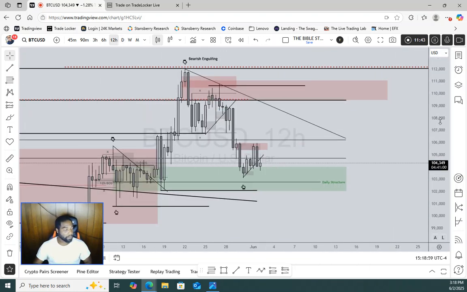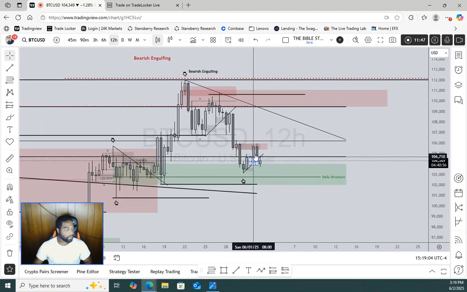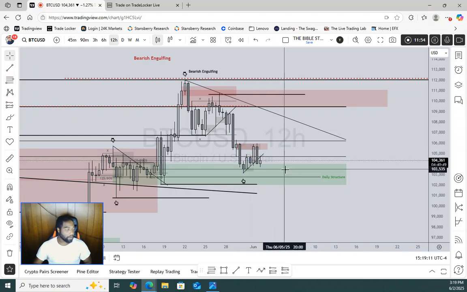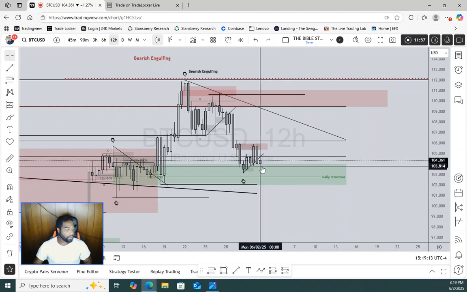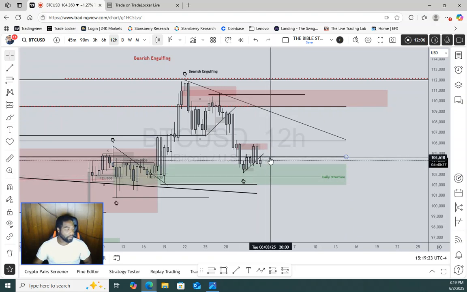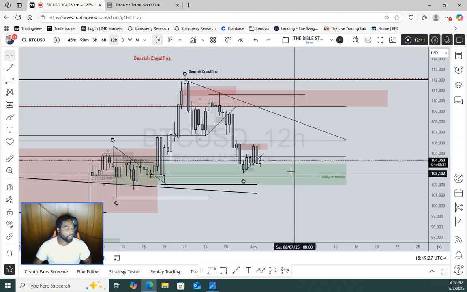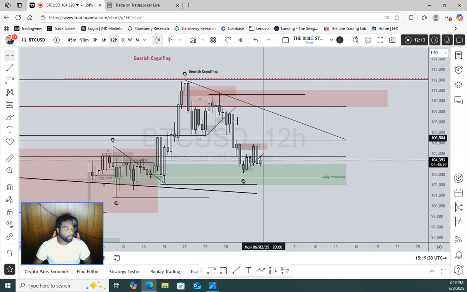price is on the go. 12-hour time frame, boom, boom. We got this. You can say tweezer top, however you want to say, bearish engulfing, call it what you will. But as you can see, the retracement trend line got disrespected, coming up, retesting it, and we shall see more downside. You feel me? For sure.